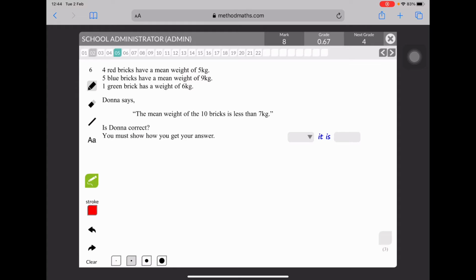Okay, so what I need to do here is 4 multiplied by 5 plus 5 multiplied by 9 plus 1 multiplied by 6, and so that would give us 20 plus 45 plus 6, so 65, 71.